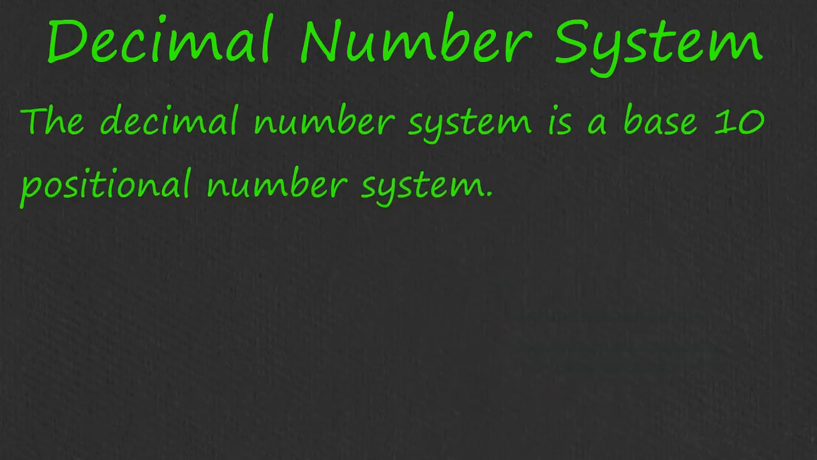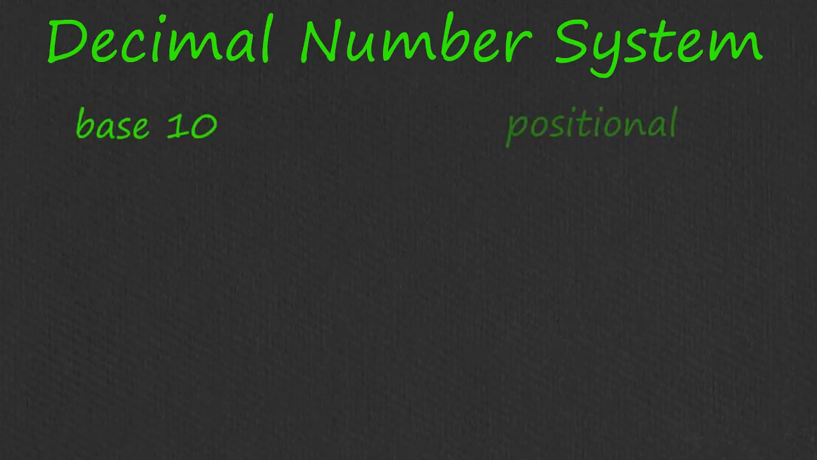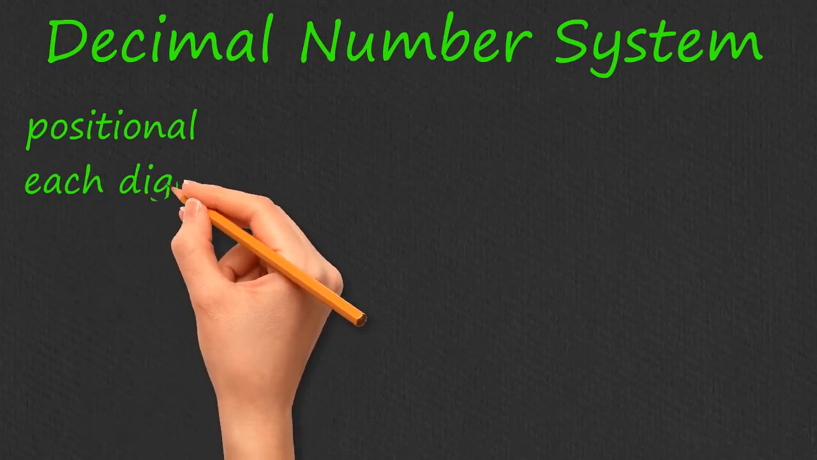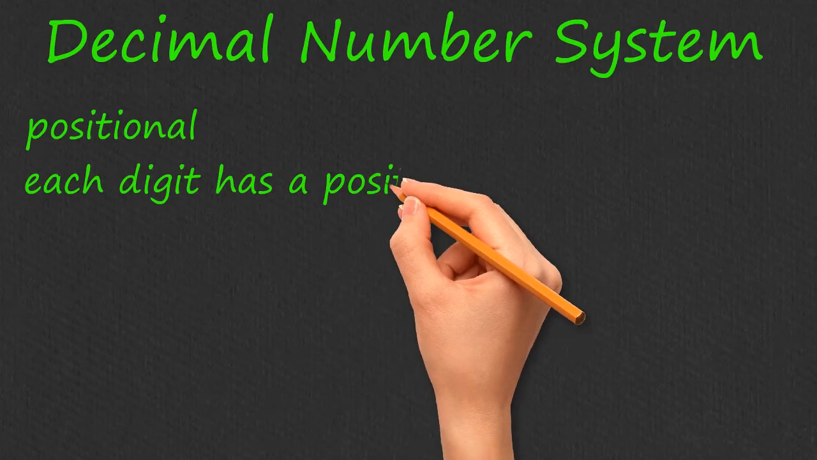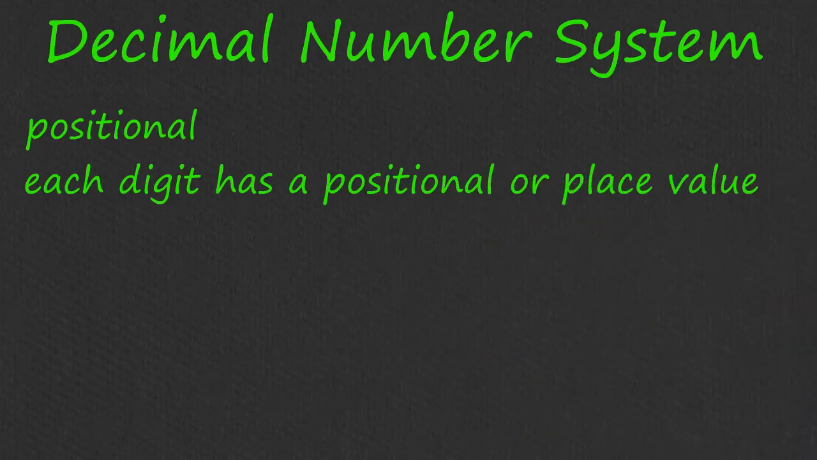There are two important concepts in this definition, base 10 and positional. Let us discuss them in turn. First, we will focus on what positional means. Positional means that each digit in a decimal number has different positional or place values associated with them. This is very clearly communicated in the way we read out decimal numbers.